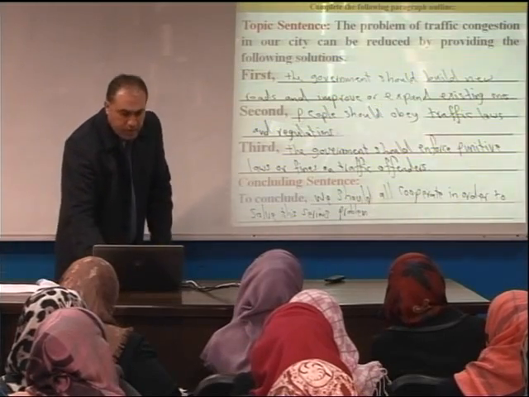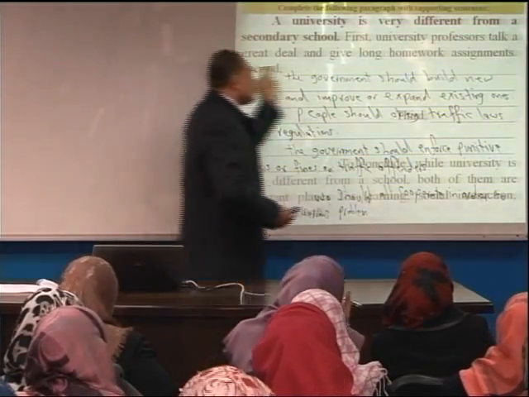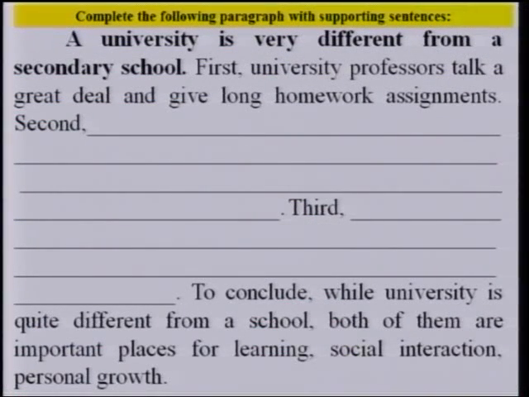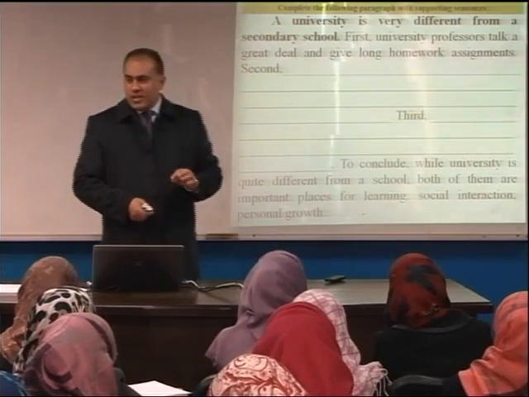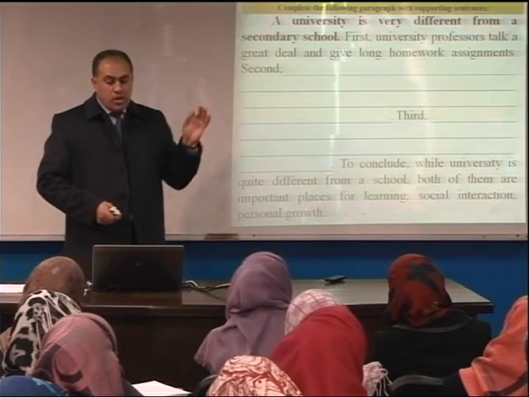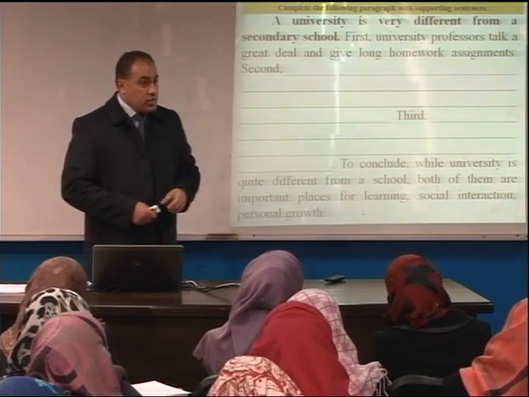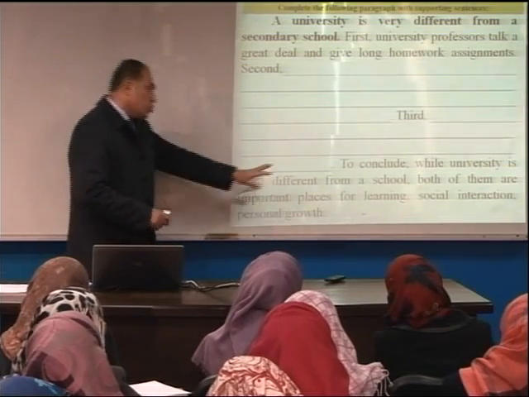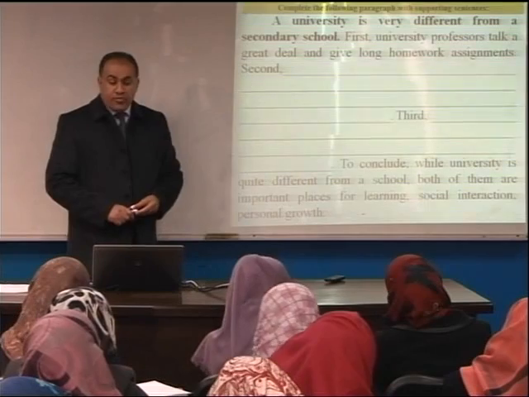Let's have another example in the few minutes that are left for us today. I'd like you also to add supporting details to this paragraph. All right? Let's just read it very quickly. A university is different from a secondary school. First, university professors talk a great deal, like me, and give long homework assignments. Second, you have to supply the second idea, the second difference between a university and a school. Third, also supply the third difference between a university and a secondary school.